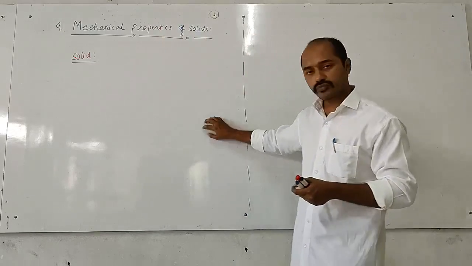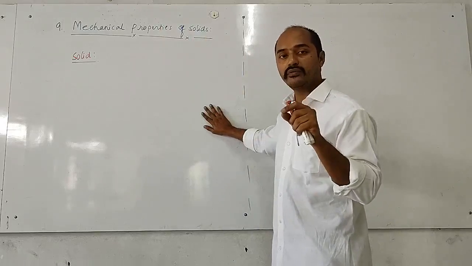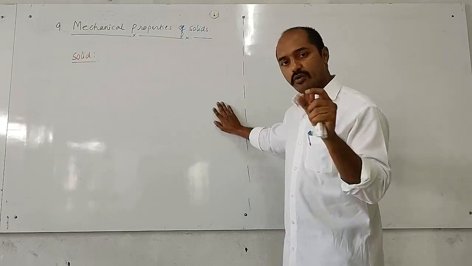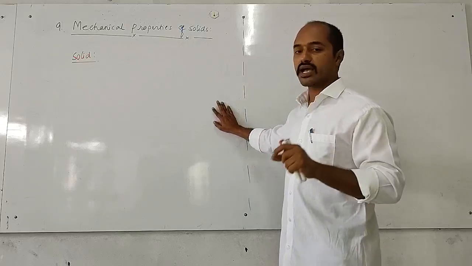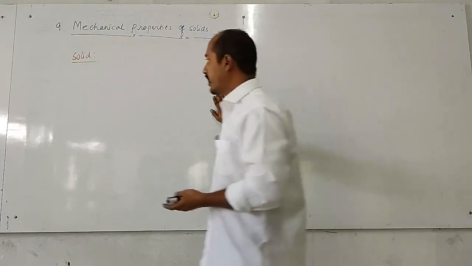So I can tell that in a solid, molecules are compactly packed compared with liquids and gases, right? So depending upon the molecular position or compactness, I can define the solid. Are you getting my point? Right. So how can I define the solid?